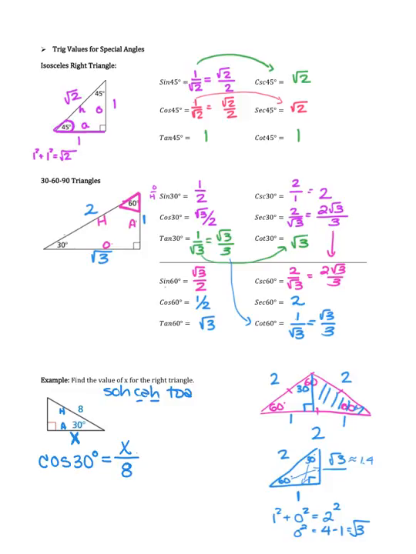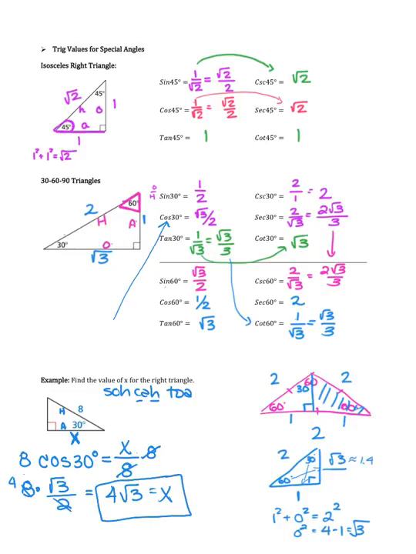Well, we want to solve for x, so I multiply both sides by 8, and I have 8 times the cosine of 30. Well, what is that? 8 times the cosine of a 30-degree angle is rad 3 over 2. And again, you can find that right here. So when I simplify that, 2 goes into 8 4 times. X is going to represent 4 rad 3. That's going to be your answer.